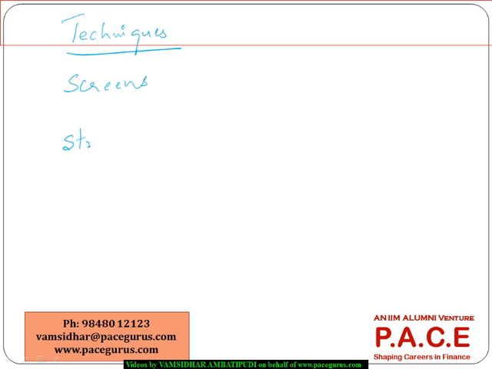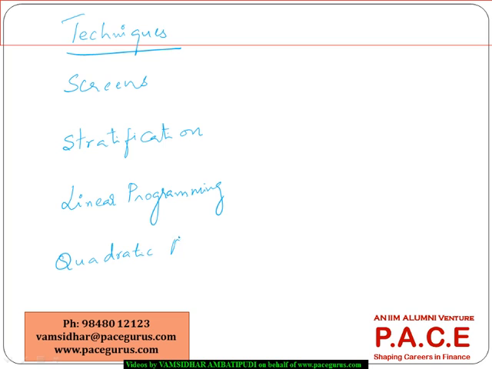Then I will talk a bit about the stratification approach, and then the linear programming, which is generally used quite often, and the even more sophisticated quadratic programming approach. Linear programming and quadratic programming are two efficient approaches to build portfolios more and more effectively. What I can very well say is stratification is an improvement over the screens approach, whereas quadratic programming is an improvement over the linear programming approach.